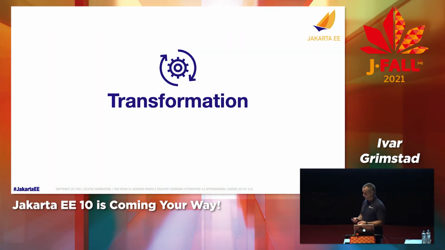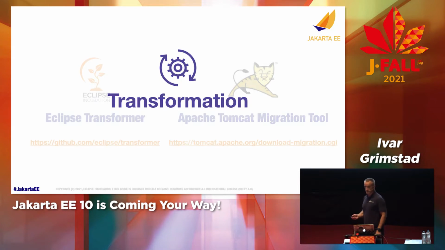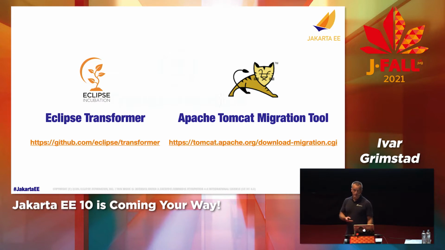There are several ways I can go about doing this. I can use transformation, and that is to do it on binary level. I can take the WAR file from my Jakarta EE 8 application and transform it using one of these transformers, the Eclipse Transformer or the Apache Tomcat migration tool. Just take the WAR file, transform the class files, and run it, and be done. This is a good thing to do if you're just testing something out, or if you have some binaries that you don't have access to the source code for.